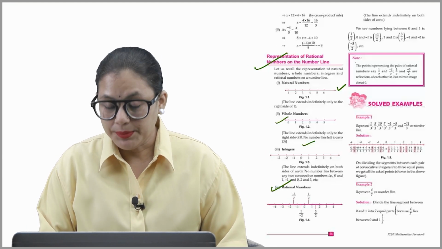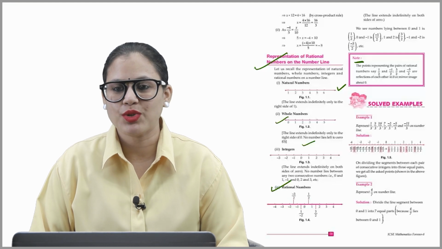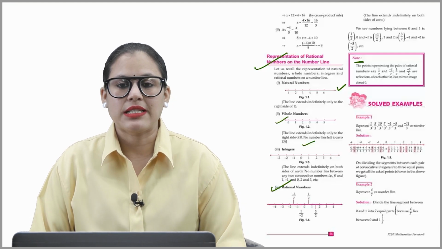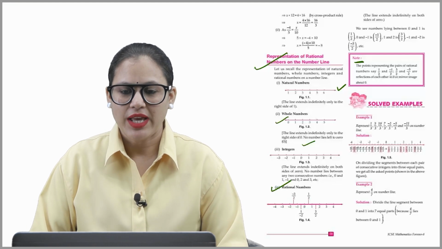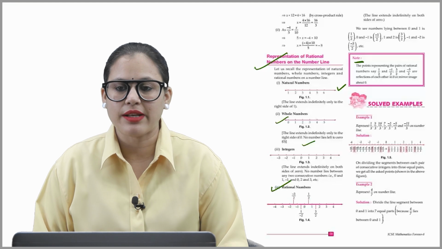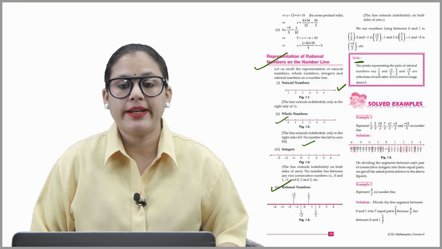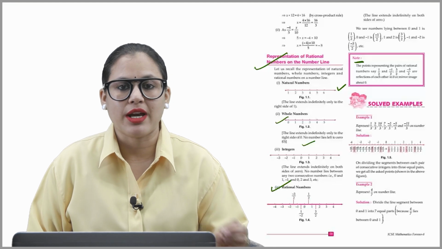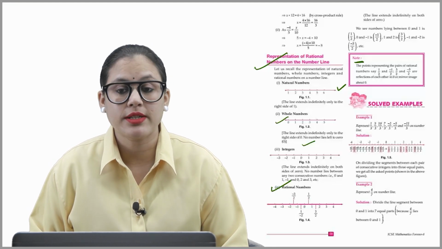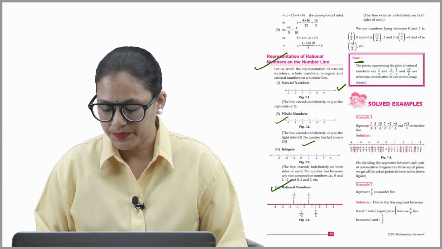Note: the points representing the pairs of rational numbers, say 1 by 2 and minus 1 by 2, 3 by 2 and minus 3 by 2, are reflections of each other in 0, or mirror images about 0. Example 1: you have to represent all these rational numbers on the number line. First we will divide the segments between each pair of consecutive integers into 3 equal parts, because the denominator is 3, and then we get all the required points, which are shown in this figure.